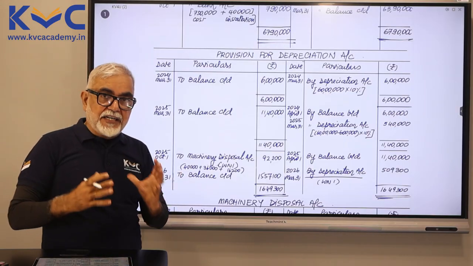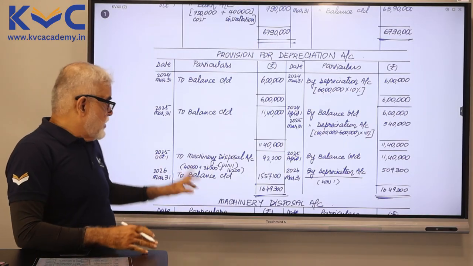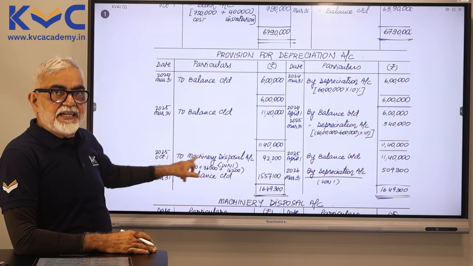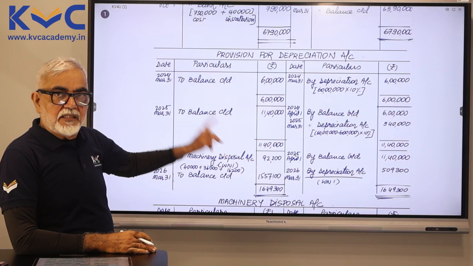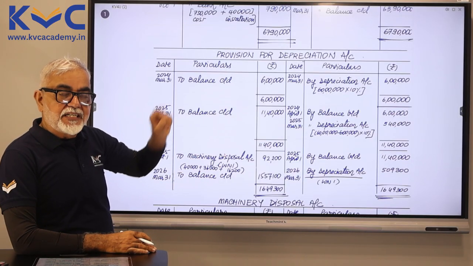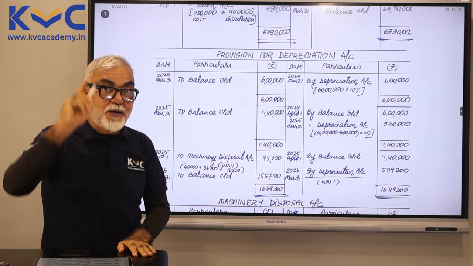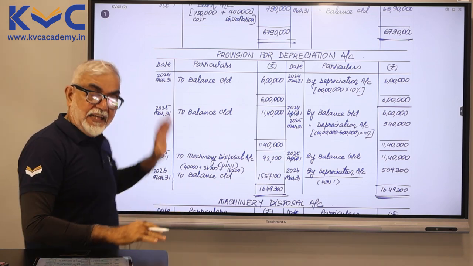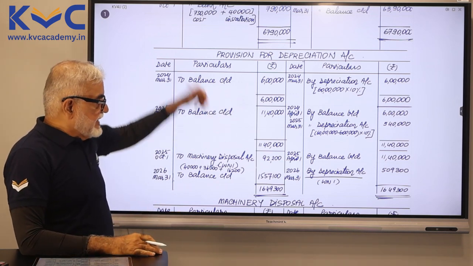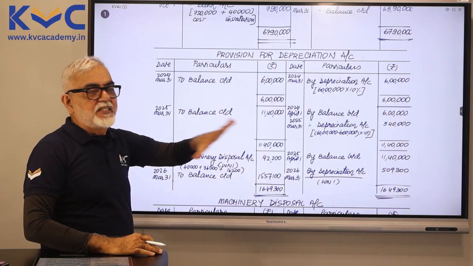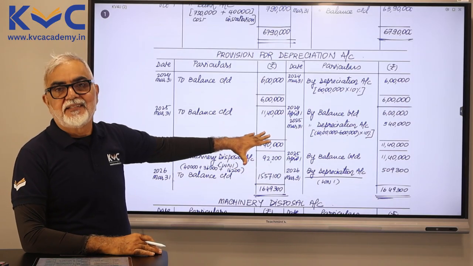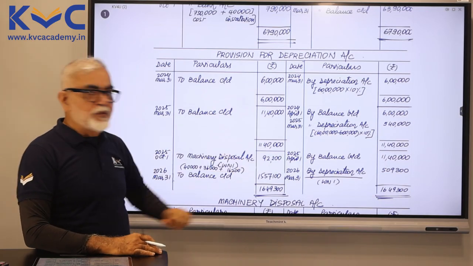And the accumulated depreciation on the assets sold is debited to the machinery disposal account. The accumulated depreciation till the date of sale is debited to the provision. That part of the provision is no longer required. How did I get 92,200?